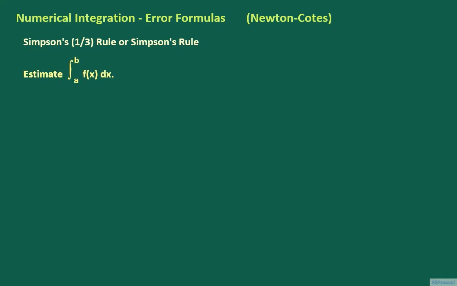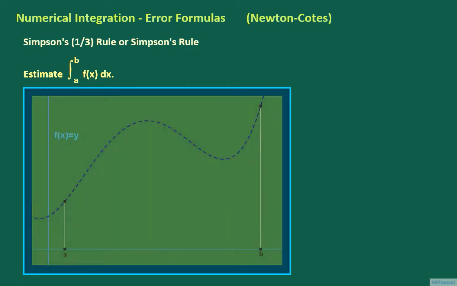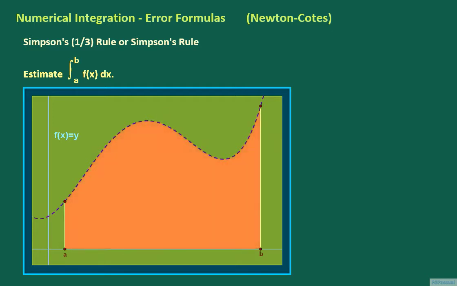We mentioned that these numerical integration techniques can be used to estimate the definite integral of a function f over an interval from a to b. If the function f is continuous and non-negative, then this definite integral can be interpreted as representing the area between the graph of f and the interval [a, b] on the x-axis.